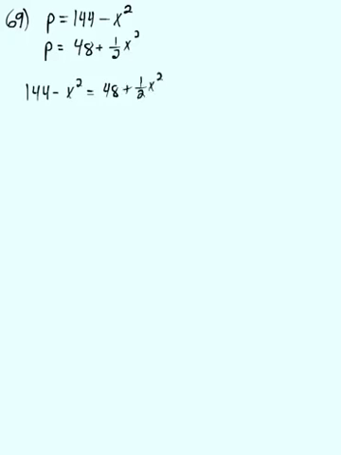Now, personally, I'm never a big fan when I have fractions. So, because I have that one little rinky-dink 1/2 fraction, I would multiply the whole equation by 2. Say goodbye to that. That would give me the equation 288 minus 2x squared equals 96 plus x squared. Now at this point we can solve that equation.